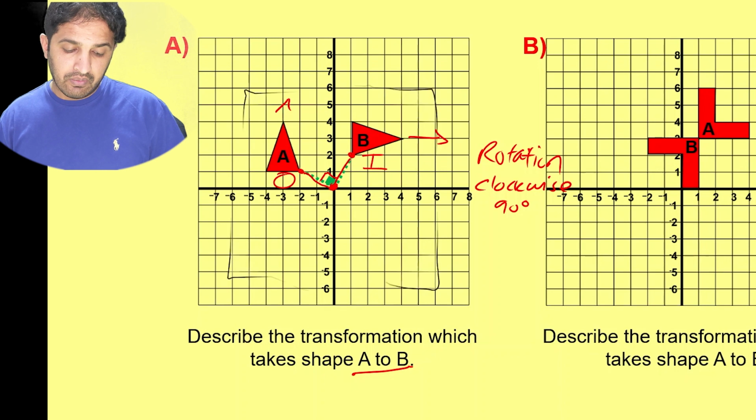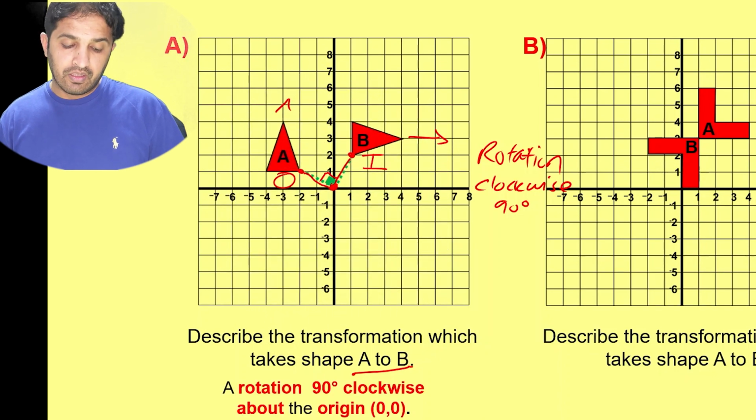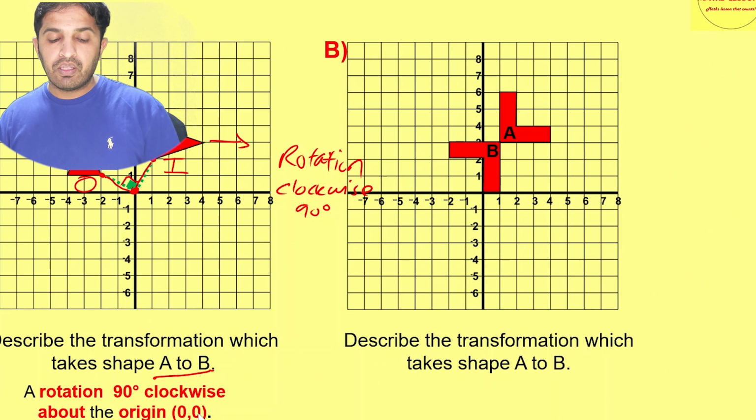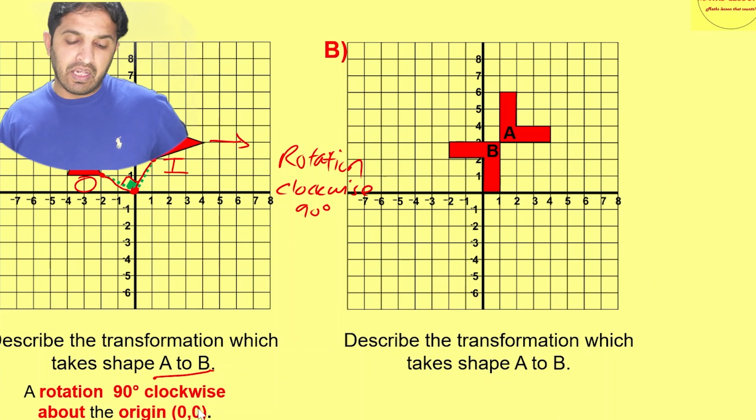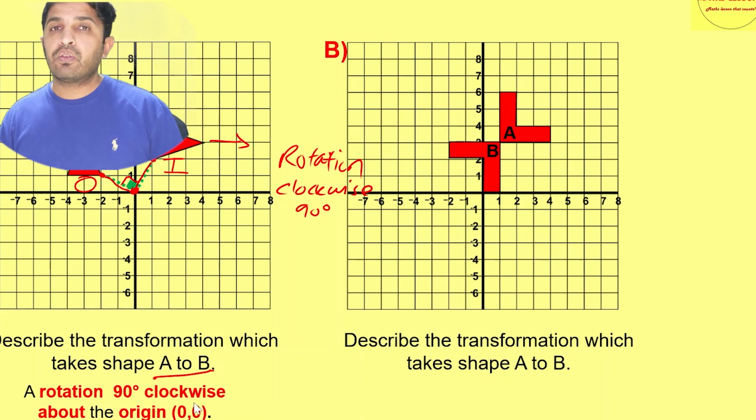We know it's a 90 degree rotation clockwise about the point (0, 0), which is also known as the origin. But this can also be looked at as a reflection in the line x + y = 4, I think. Yeah, but we're just going to look at it as a rotation.